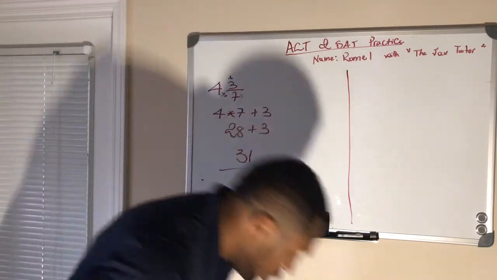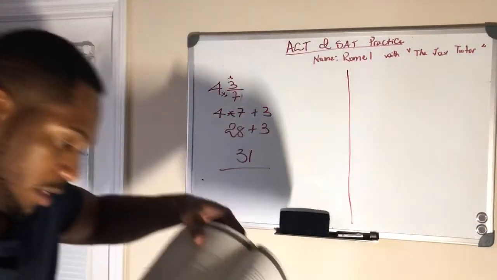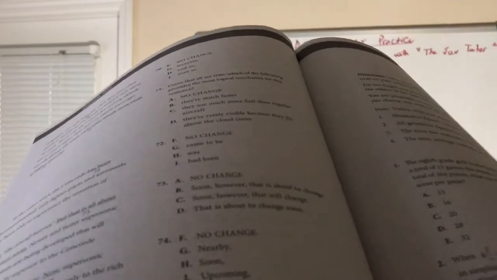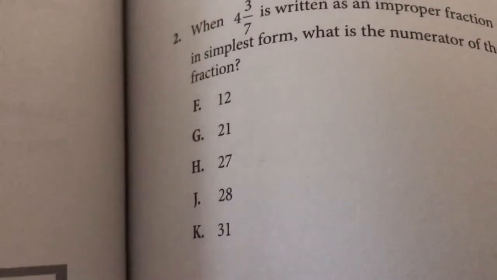Which is the answer choice. Let's see what answer choice it is. It's K here. Answer choice K. Let's see, I think you can see that. There you go. Yeah, it's answer choice K here.